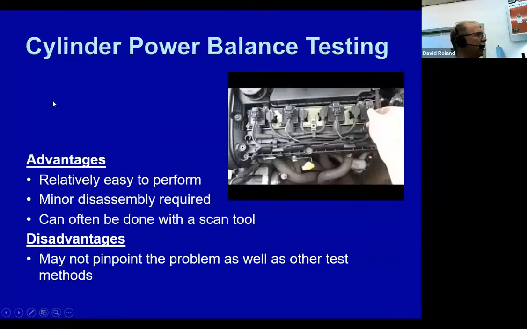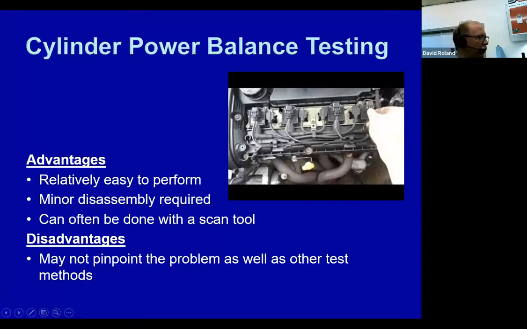Now, there are several ways that we can make the engine stop running on that cylinder. Disconnecting the fuel injector is only one way. The other way would be to disable the ignition coil, the part that makes the spark. If each cylinder has its own coil, that makes it easy. All we have to do is unplug that coil, and then the coil won't fire, and it will misfire on that cylinder.